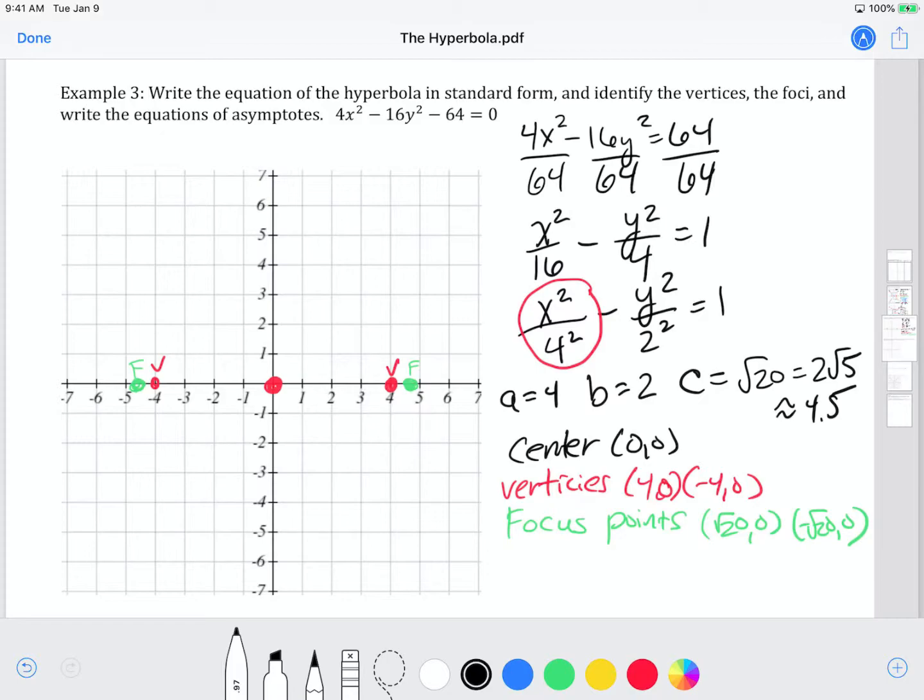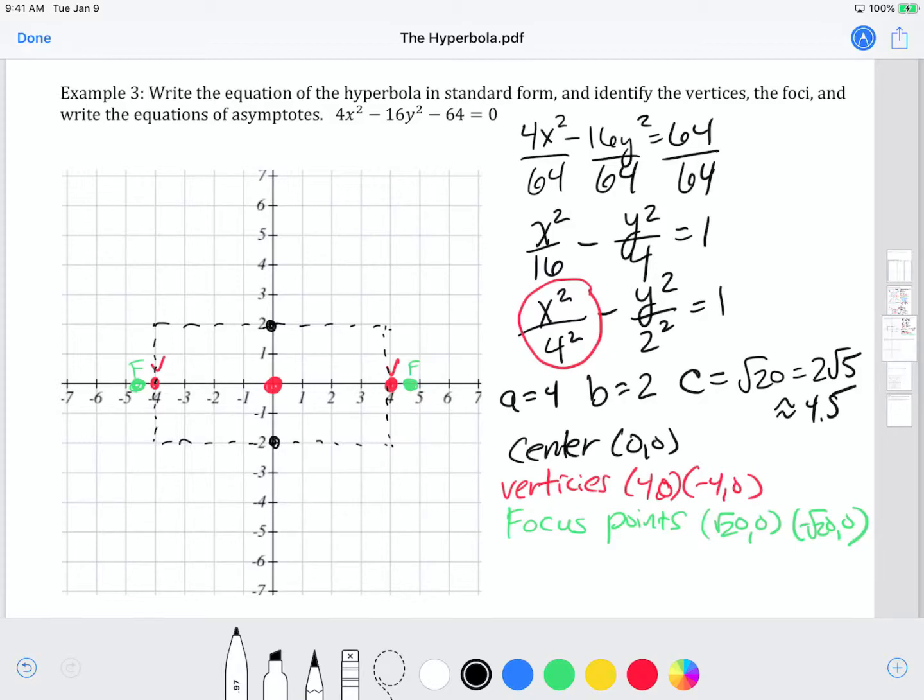Now, to create the box so that I can draw my asymptotes, I have to come out the opposite direction of my transverse axis, which in this case would be vertically, a distance of B from the center. So I'm going to come out 2 this way and 2 this way. And now I can draw my box so I can draw my asymptotes.